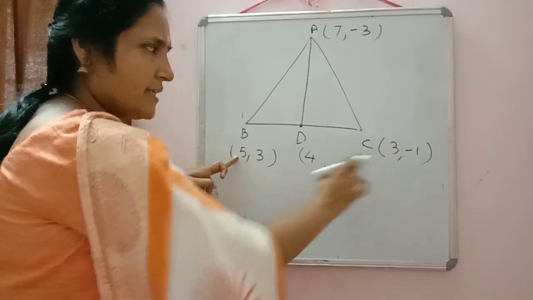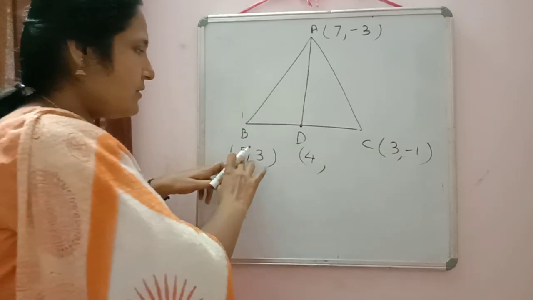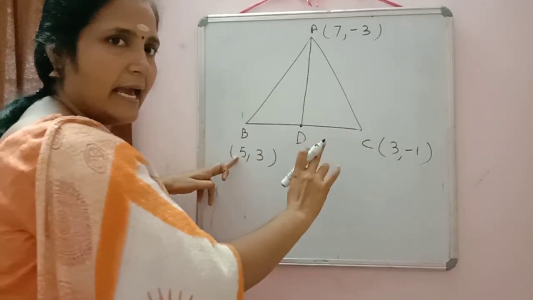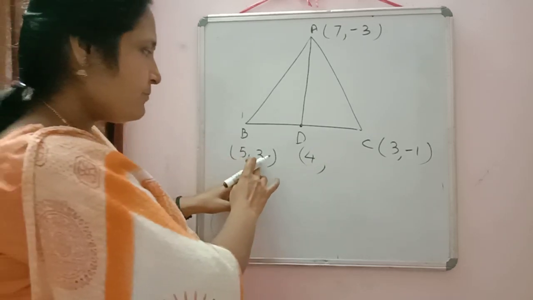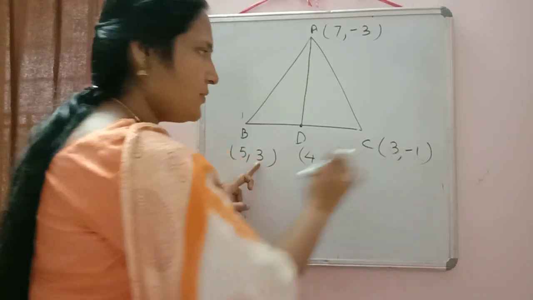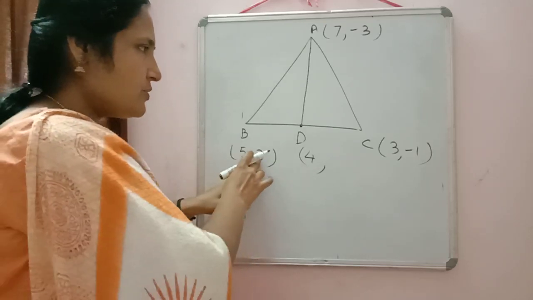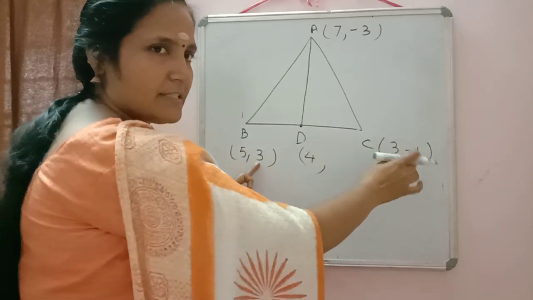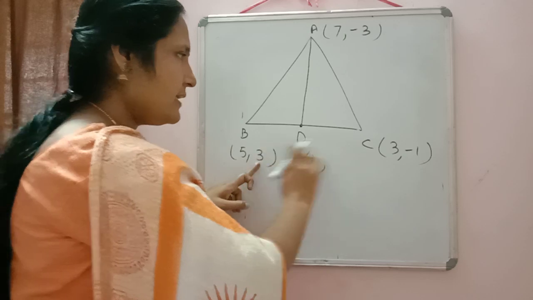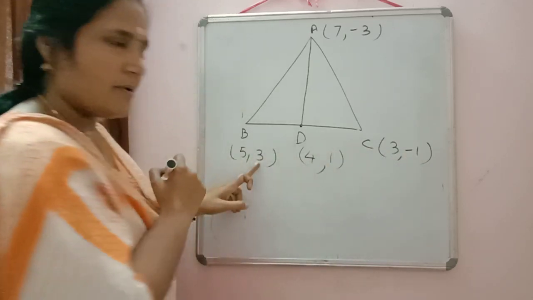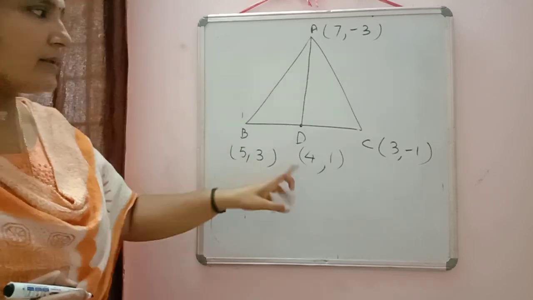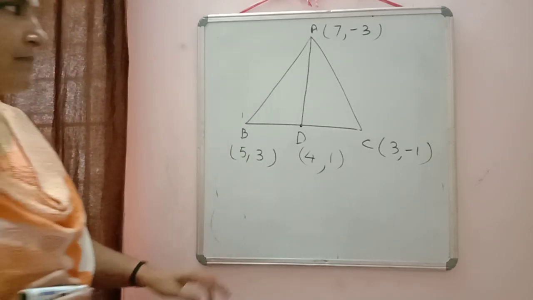Are you clear by writing it directly? (x1 + x2)/2. So 5 + 3, 8. 8 divided by 2, 4. In the same way, (y1 + y2)/2. So 3 - 1. Plus minus will be equal to minus. 3 minus 1, 2. 2 divided by 2 will be equal to 1. So we got the coordinates of D.